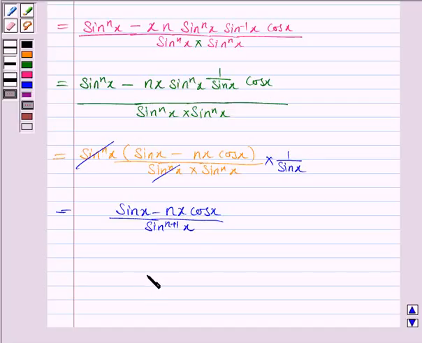Hence, the derivative of the given function is sin x minus nx cos x upon sin to the power n plus 1 x. And this completes the question.